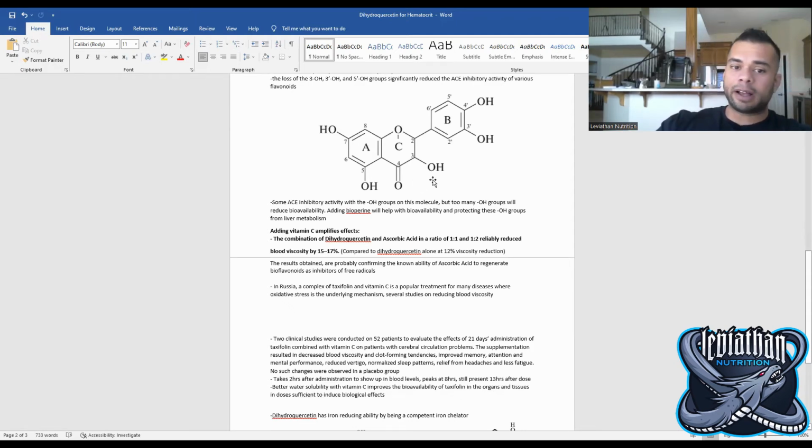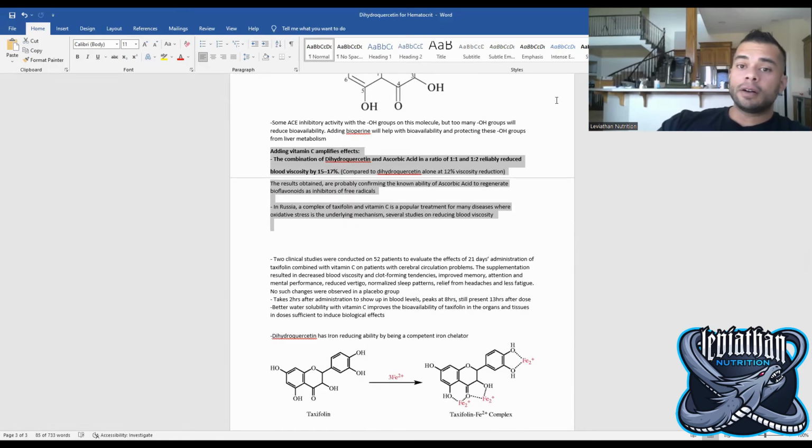So we have kind of a balancing act there. And just another thing to note is that adding bioperine can help with the bioavailability of absorbing this molecule by protecting those OH groups from liver metabolism, which we do have in HEMO FLOW. And again here, focusing on the topic that adding vitamin C with taxifolin amplifies the effects of the taxifolin.